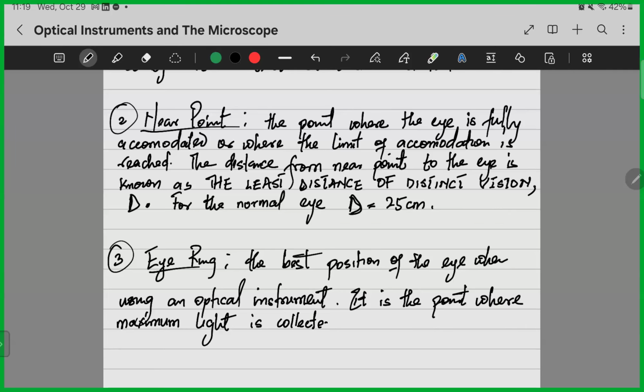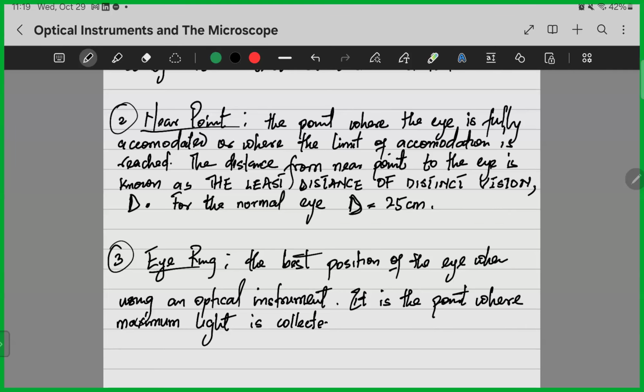For your image at infinity, your magnification is simply D over F. Take note of these. Don't worry, as we solve problems, we'll refer back to most of these things. Please just take them down and take note of them.